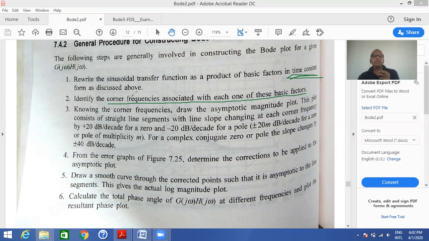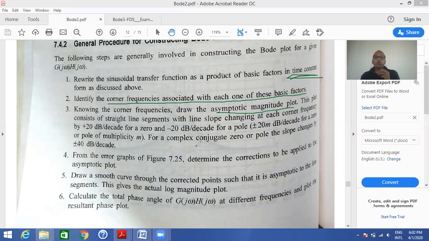The corner frequency is where the slope changes: at each corner frequency omega c, the slope changes by minus 20 dB per decade, or plus 20 dB per decade, or plus or minus 40 dB per decade. Identify the corner frequencies associated with each of these basic factors. Then we may draw the basic factors; such a plot is known as an asymptotic plot. Knowing the corner frequencies, draw the asymptotic magnitude plot.